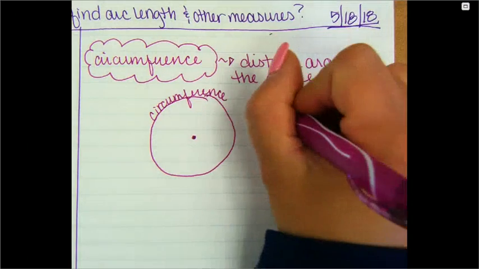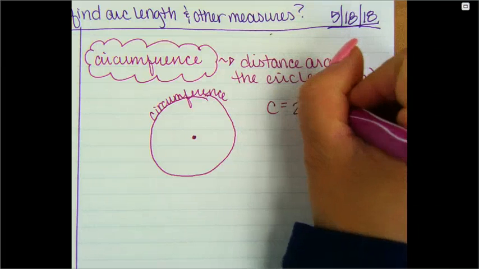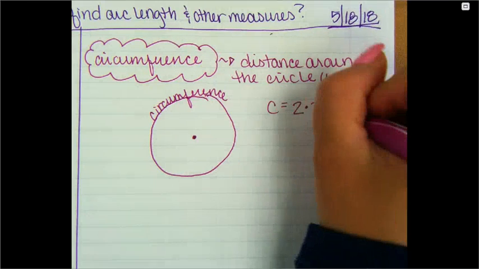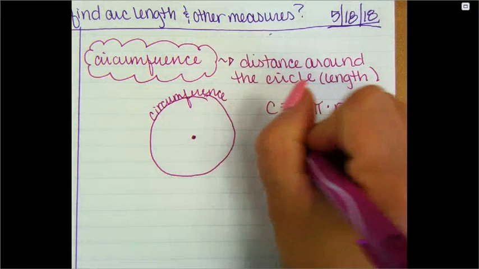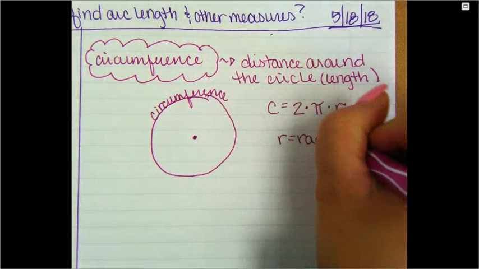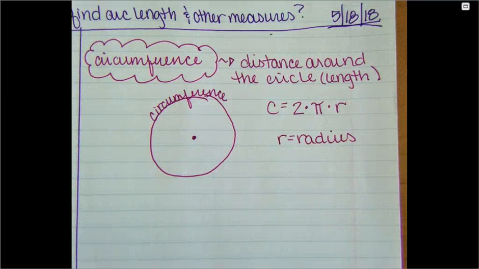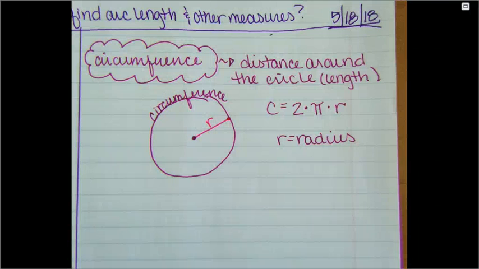Now, there's a formula for circumference. The circumference equals 2 times pi times r. What do you think r represents? It's the radius. Where's the radius located? From the center of the circle to a point on the circle. Very good. So that would be r. R could be anywhere in there, as long as it comes from the center to any point on the circle.